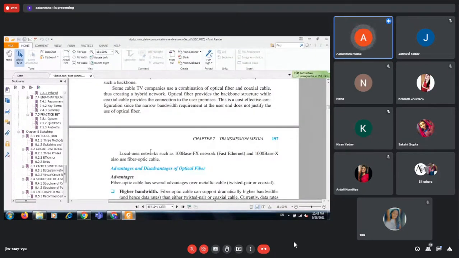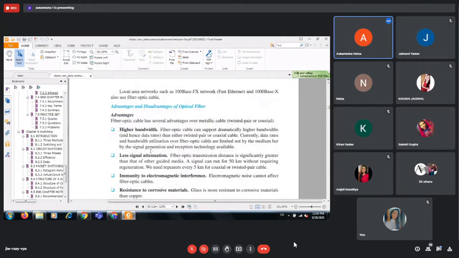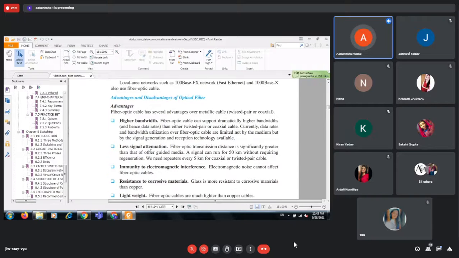And then we can have local area networks such as 100 Base-FX networks, Fast Ethernet, and 1000 Base-X, which also use optical fiber cable. So there are various advantages and disadvantages of optical fiber. Everything which we use has pros and cons. The advantages are higher bandwidth, less signal attenuation, and immunity to electromagnetic interference.